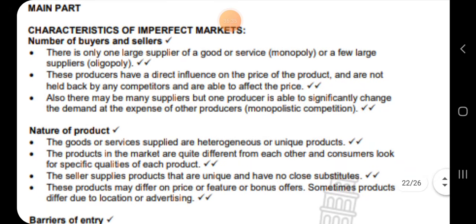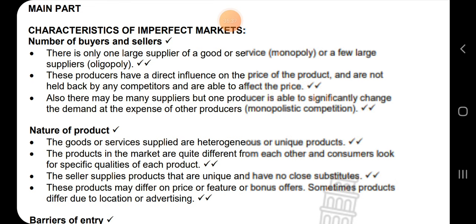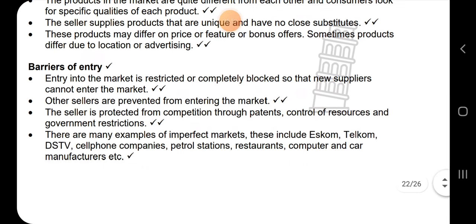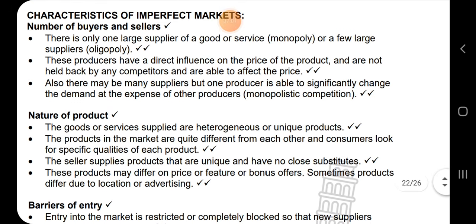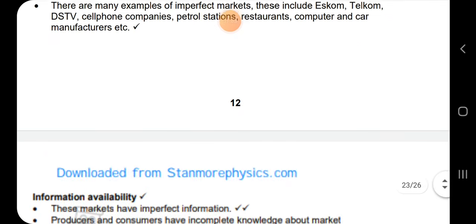So you go into your own words, number of buyers and sellers in an imperfect market. There is only one large supplier of a good or service, a monopoly, or a few large suppliers. You know, in imperfect markets we have monopoly, oligopoly, and so on. That's what you discuss there. What happens there? So I have a video that outlines this in detail. You can go through it. So that is the characteristics of imperfect market.